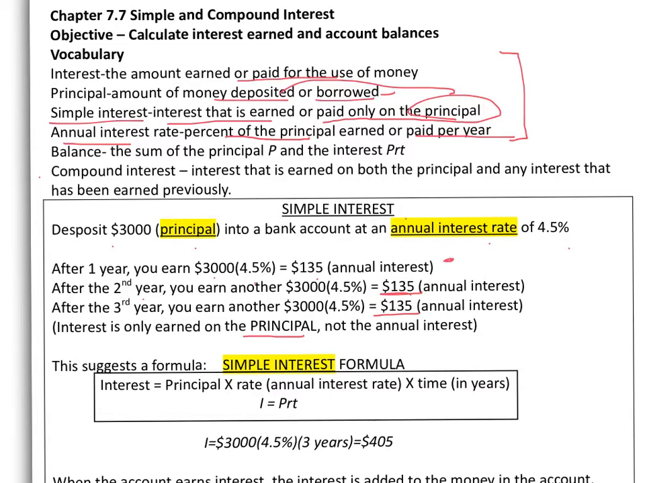So this suggests a formula, the simple interest formula. Interest equals principal times annual interest rate times time, the number of years. I equals PRT. You will need to remember this formula. So after 3 years, you will have earned $405 total. Take $3,000, the principal amount you've deposited, and multiply that by the annual interest rate of 4.5% and times 3.